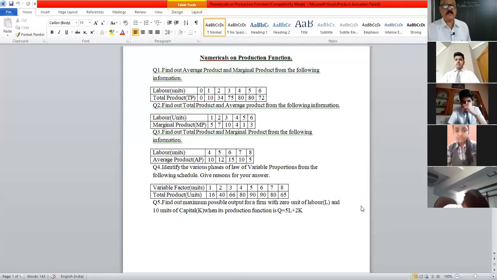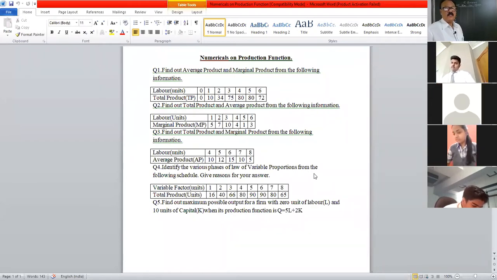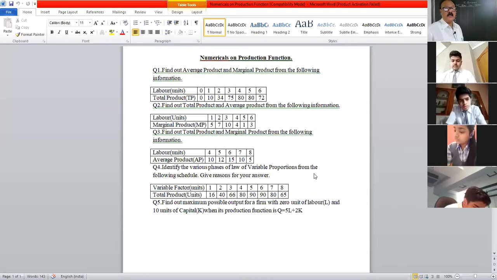Question number 4 says, identify the various phases of the law of variable proportions from the following schedule and give reasons for your answer. The variable factor in units is given 1, 2, 3, 4, 5, 6, 7, 8, and the total product units 16, 40, 66, 80, 90, 90, 80 and 65. This question has already been written on the board.